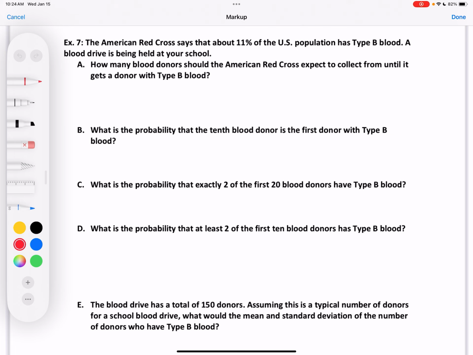All right. So our last question of our packet here, so that we'll be done with it. The American Red Cross says that about 11% of the U.S. population has type B blood. A blood drive is being held at your school. How many blood donors should the American Red Cross expect to collect from until it gets a donor with type B blood? 1 over p. So 1 over 0.11, which is 9.09 people.